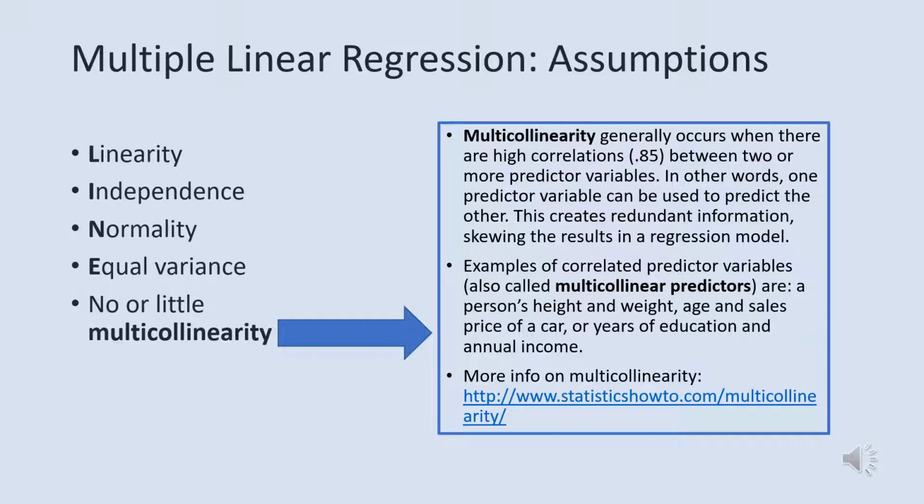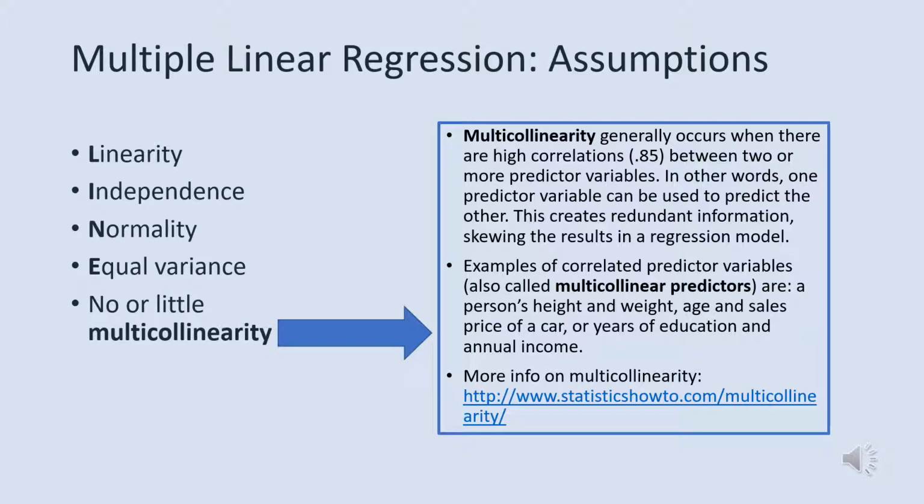So a couple examples of this might be a person's height and weight, age and the sales price of a car. The age of the car and the sales price of the car might be very highly correlated. There's some more information on this with this particular link, and also your textbook has a little bit more on it.